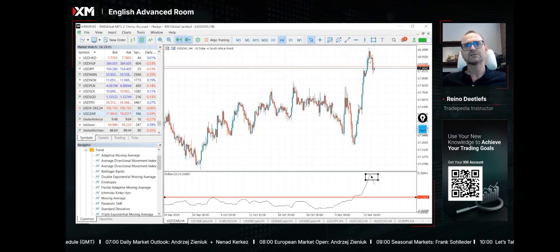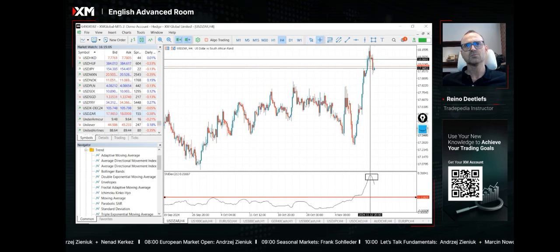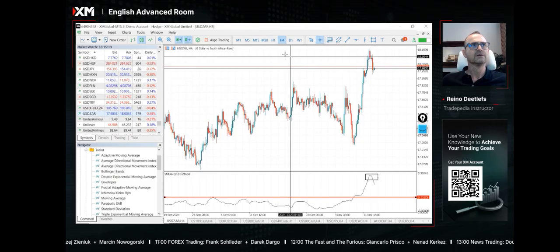So basically what it's telling you here is that at this point in time, it's probably not the best time to go and buy the dollar against the South African rand, because it is at extreme price levels, and more than likely we can see a deeper correction, which obviously it did.